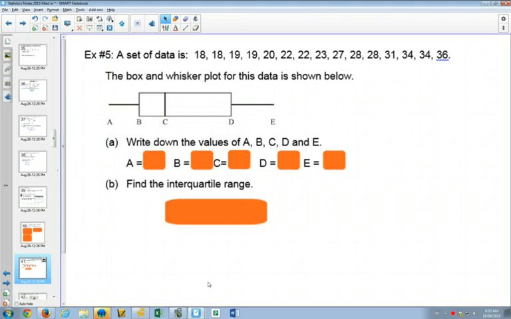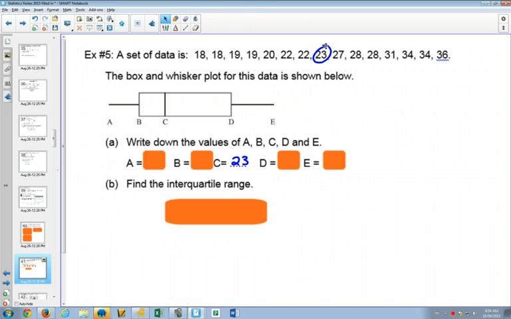So if this one was on the non-calculator part of your exam, the nice thing is the data is already in order. If you count them, there's 15 of them. So your median is going to be your eighth one: 2, 4, 6, 8, 23. So we should have our median value there at 23. Now you have 8 above and 8 below.